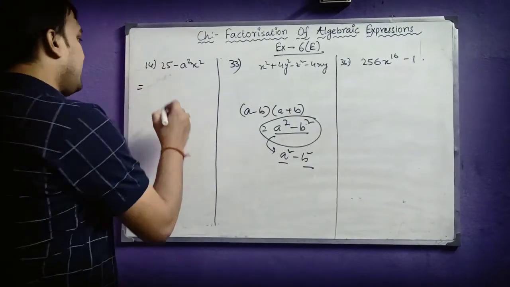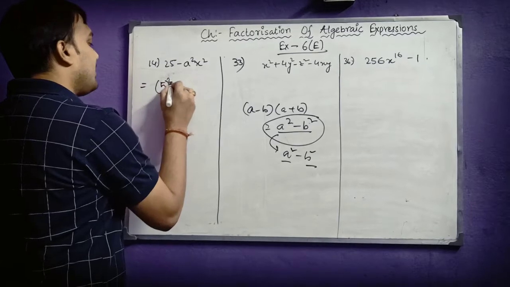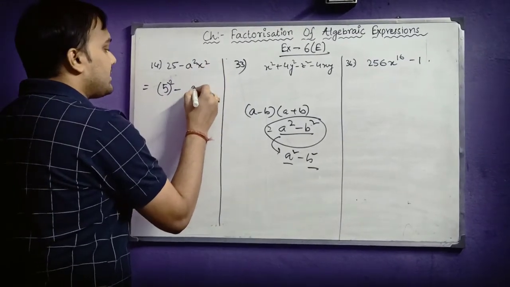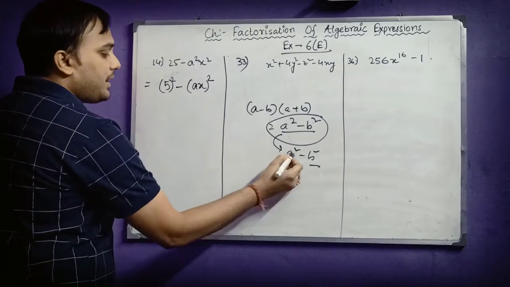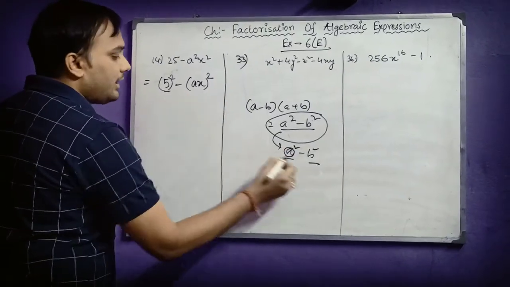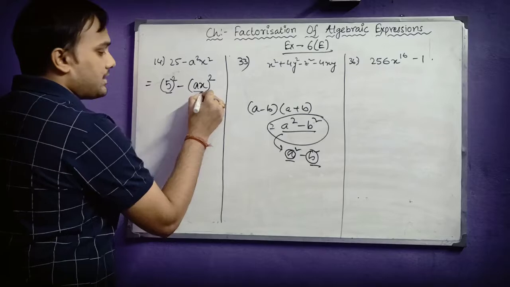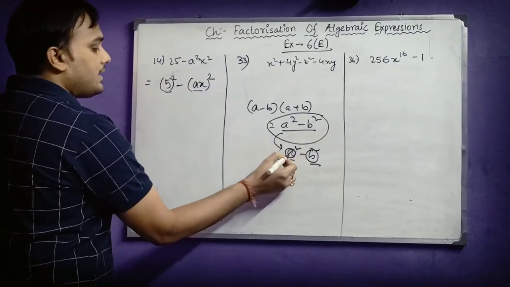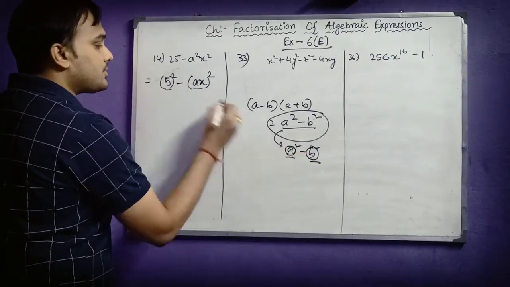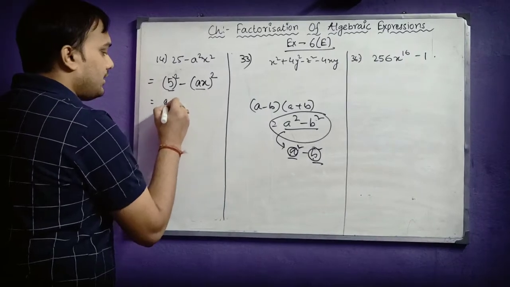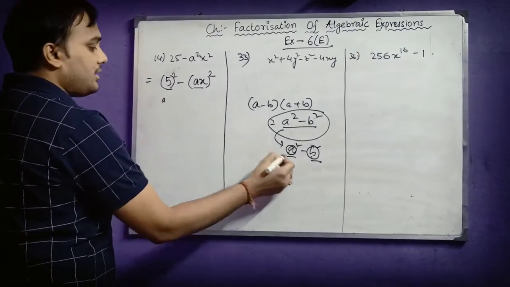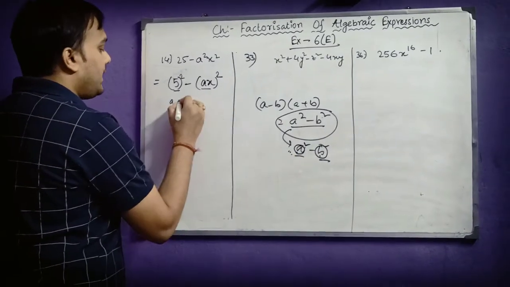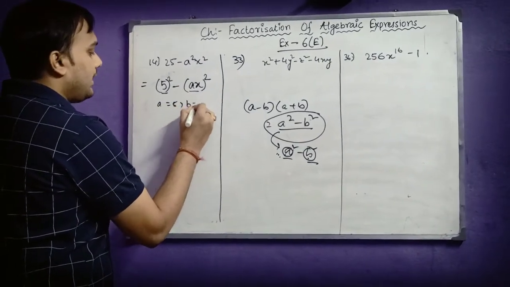So 25 can be written as 5 square, and a square x square can be written as ax whole square. So here you can see, in place of a, I have 5. In place of b, I have ax. If I avoid square, then a is equal to 5 and b is equal to ax. I am writing here for your convenience; it's not necessary that you write. If you compare with this, a is 5 and b is ax.